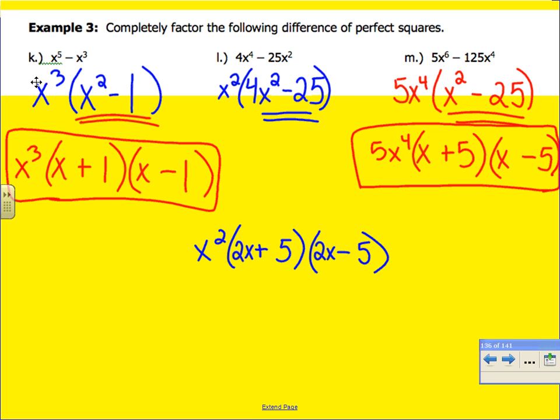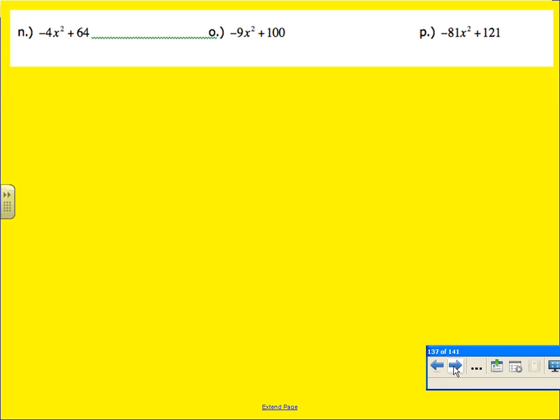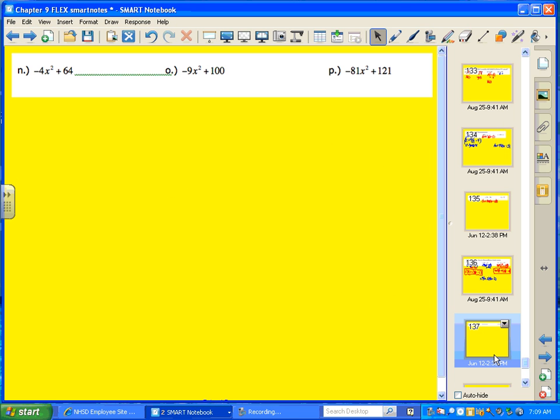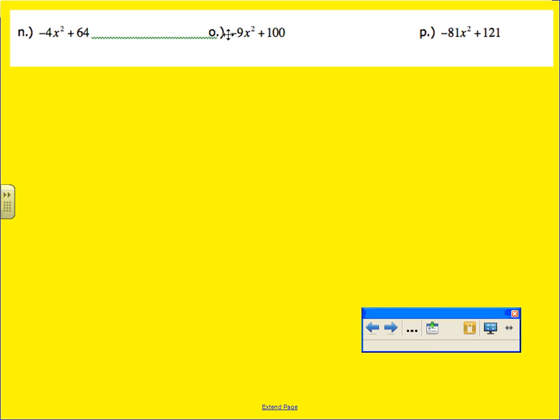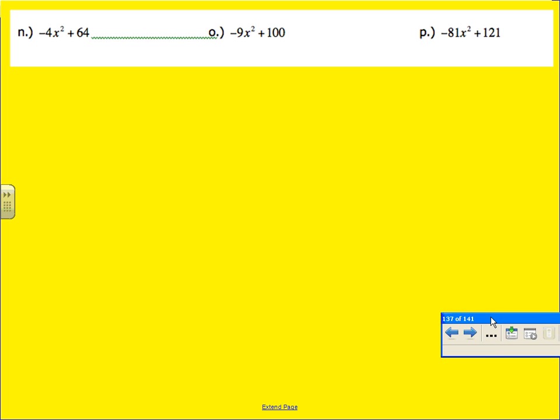Okay, flip over. Let's take a look at one more of these. Okay, let's take a look at letter N. Letter N, we have negative 4x squared plus 64. So this one, it's a binomial, but now we run into a problem that's not subtraction. It's a plus. However, you should realize that that negative in front on that first term means our GCF is going to have to be negative.